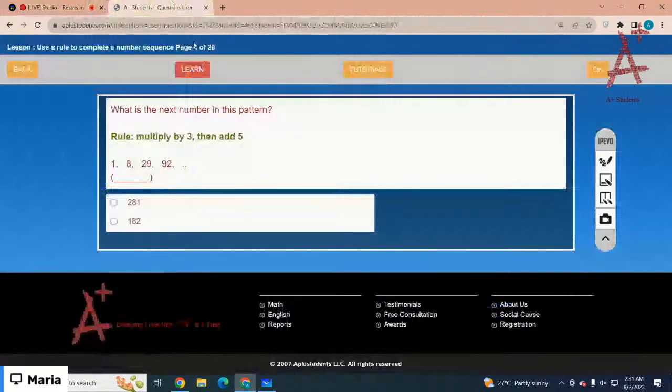Okay, what is the next number in the pattern? Multiply by 3, then add 5. So which is the correct option?